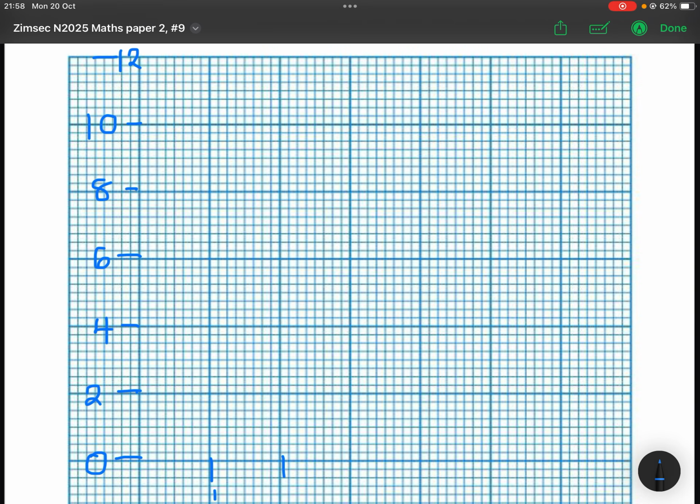And then we need to come to the x-axis. We are having 1. And then this is 2. This is 3, 4, 5, 6. And we underline like this. And then we underline here like this. And then after that, we now need to complete our table.